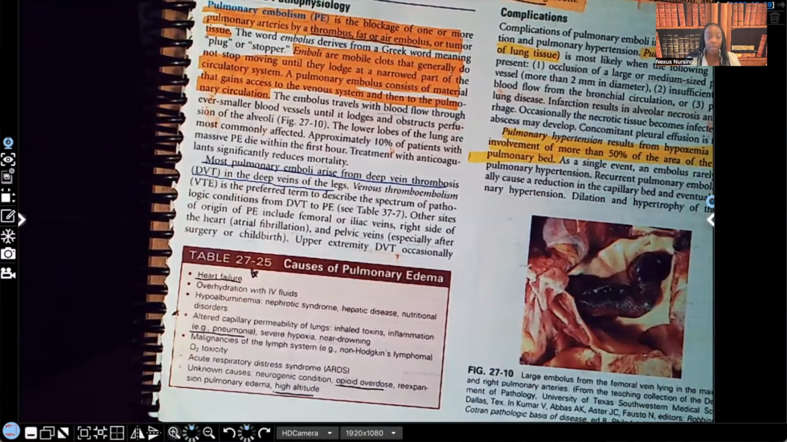Causes for pulmonary edema, heart failure. I'm not going to go over all of them, but you guys can pause to read, make sure you know it. I'm just going to go over the ones that tend to show up the most on exams. Heart failure. Altered or decreased capillary permeability in the lungs, such as patients having pneumonia. Unknown causes can be opioid overdose or high altitude. Remember, we talked about the air travel. Okay, make sure you guys know this table.